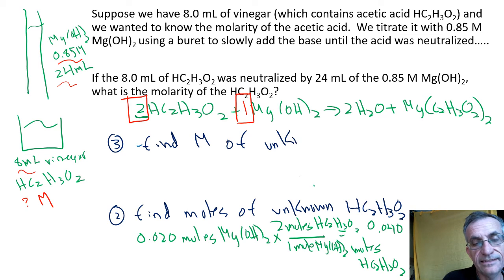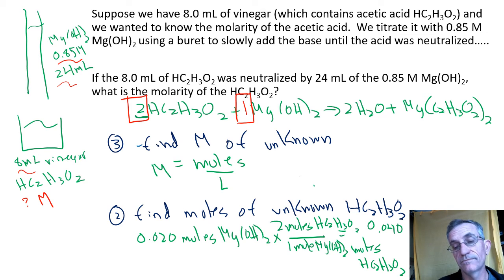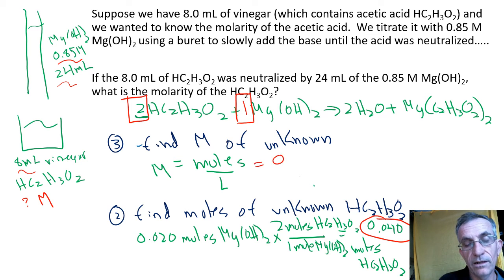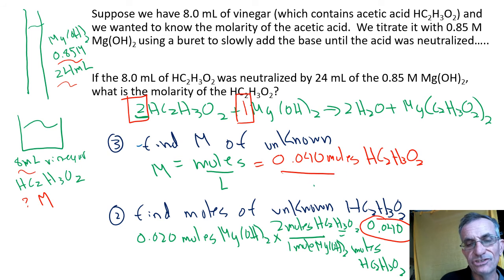Now, to do this, how are we going to do that? Well, what is molarity again? Molarity is moles over liters. You have both of those numbers. Moles of acetic acid, we found that a minute ago. 0.040. Liters of acetic acid goes on the bottom. Now, actually, we don't quite have that, do we?